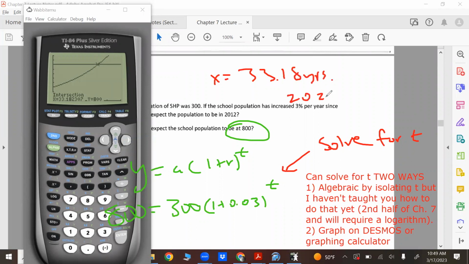Or the year 2023. Obviously, we're not at 800 students, right? We're at 650 students. Did you say like 34 years? Sure, or 33 years. I don't care too much, as long as you're close enough. But let me walk you guys through it one more time.